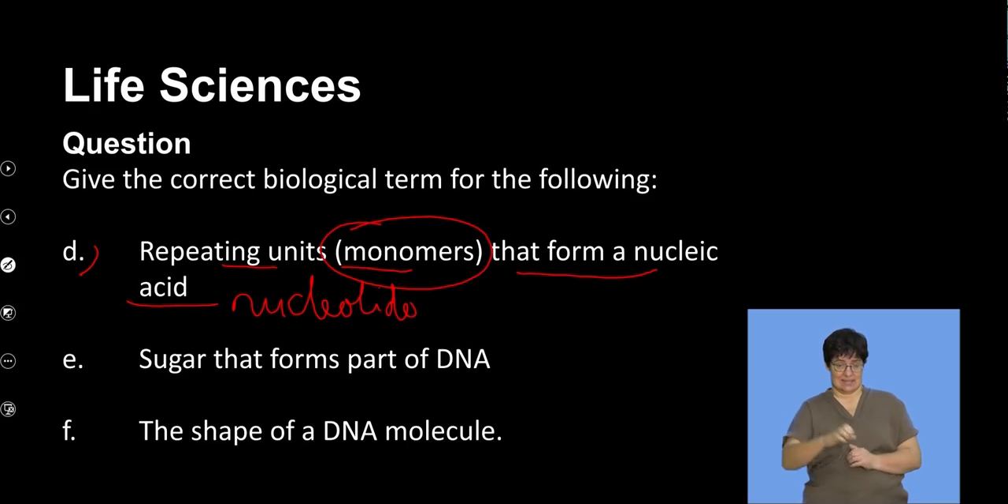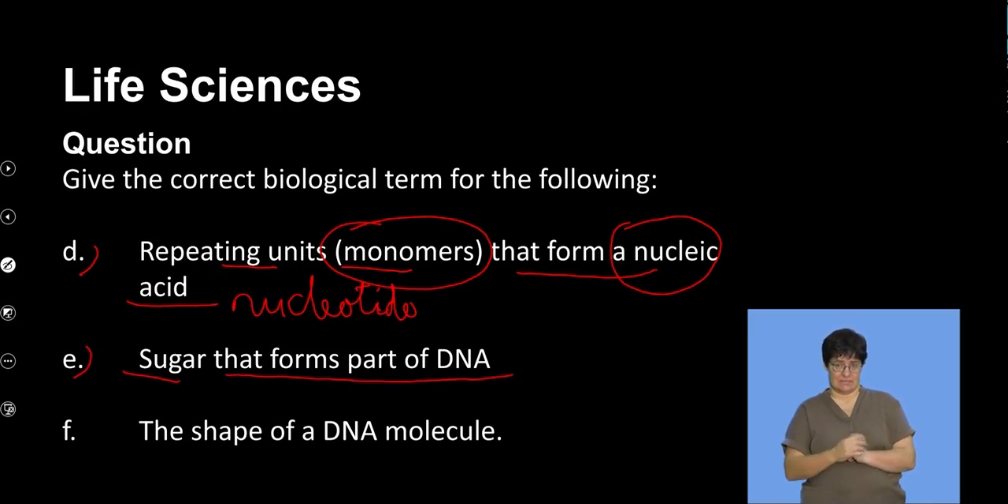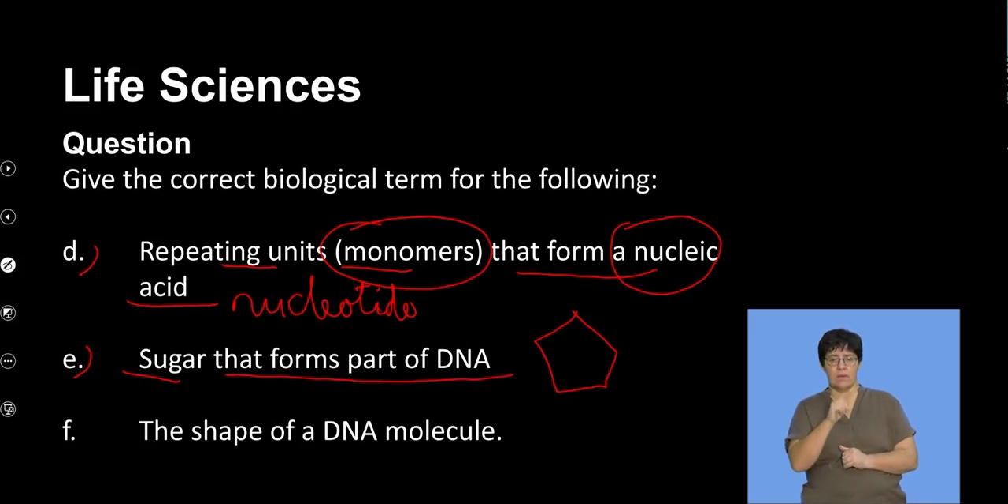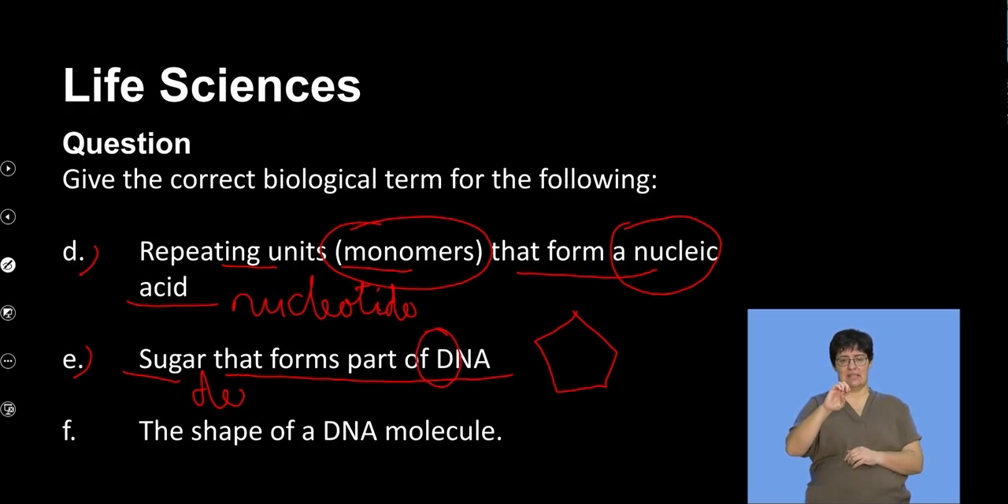So the DNA is made up of nucleotides, and we know that we've got RNA nucleotides and DNA nucleotides that produce different types of nucleic acids. Let's look at the sugar that forms part of DNA. In our image earlier on, I referred to that pentose sugar, and the pentose sugar that forms DNA is called a deoxyribose sugar. So it's a deoxyribose sugar.